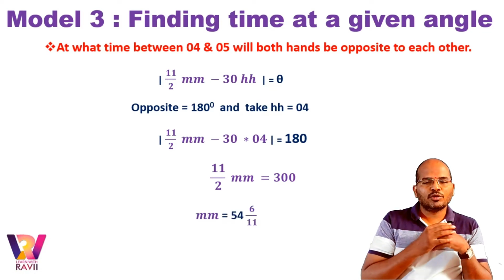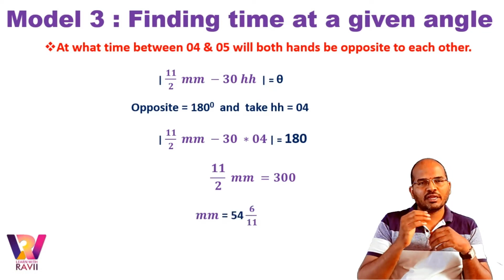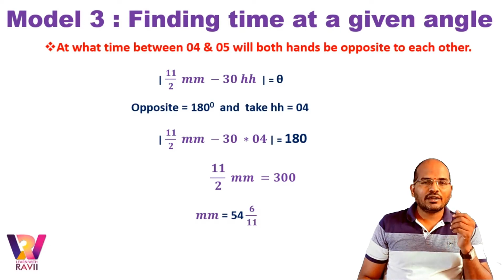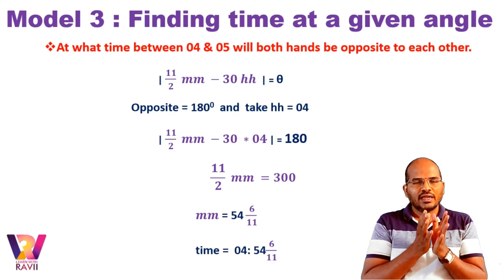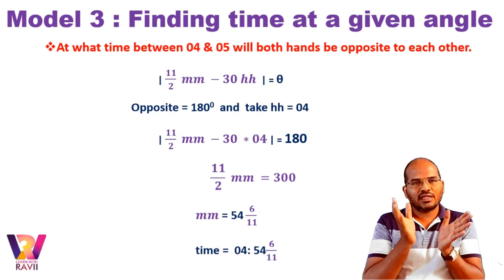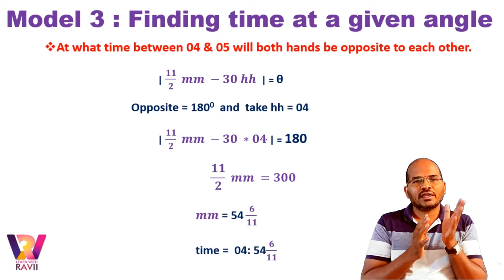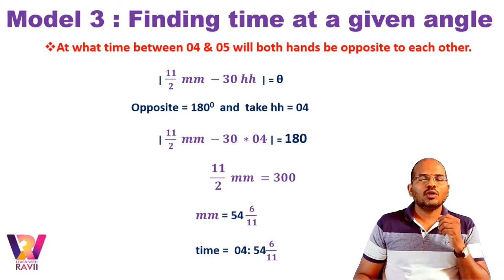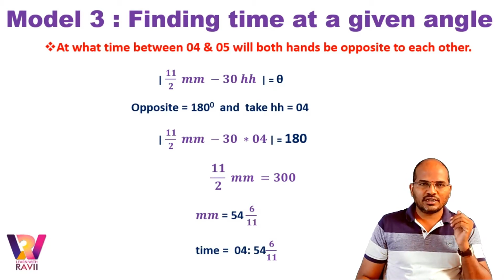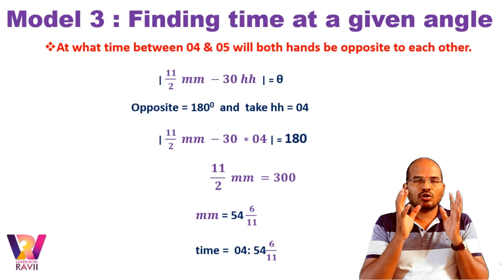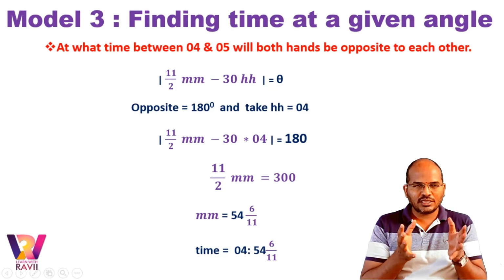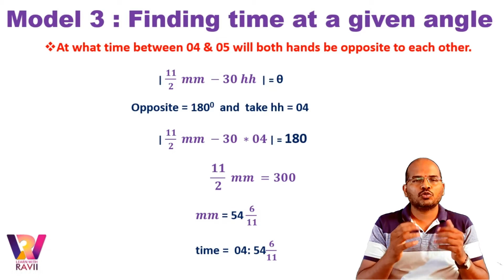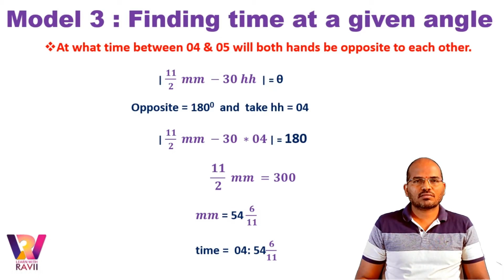Now calculate the value of mm, you get mm as 54 and 6 by 11. So the time is 4:54 and 6 by 11. The angle between the minute hand and the hour hand will be 180 degrees. You can visualize that. Please do not assume any answers because in this kind of model you cannot assume the answers.